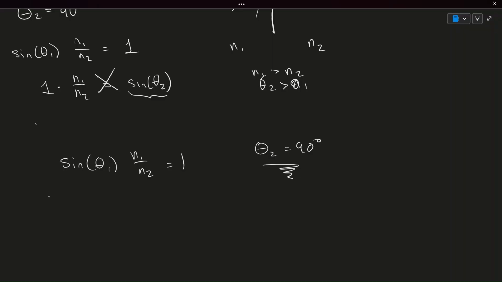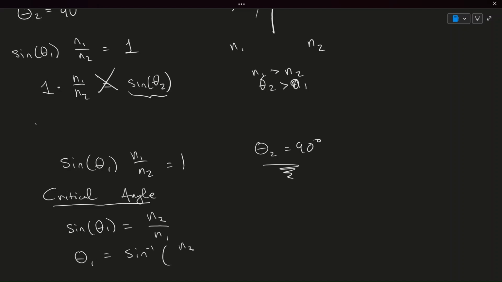So what happens? Well, there's a name for this. Basically, what we say in ray optics is when theta 2 reaches 90 degrees, then you're at that limit. You've reached the critical angle. So what does that mean? It means that sine of theta 1, if we just rearrange this equation, is equal to n2 over n1, right? So theta 1, which is equal to the sine inverse of n2 over n1, is our critical angle.